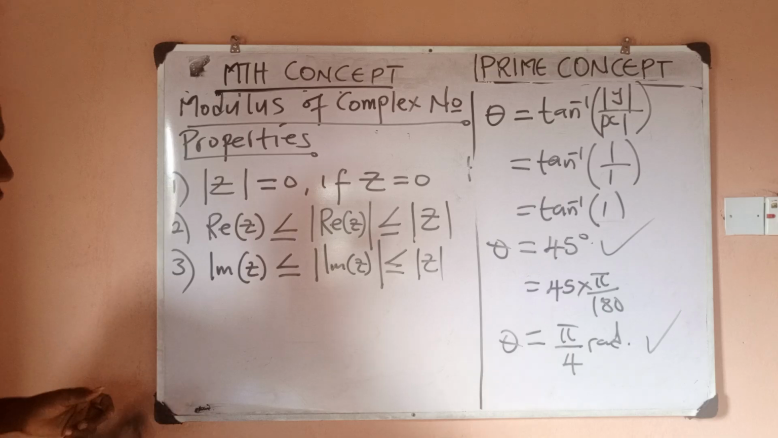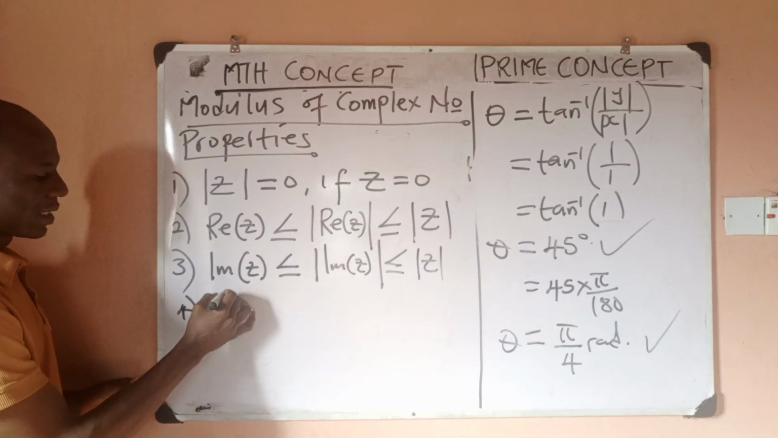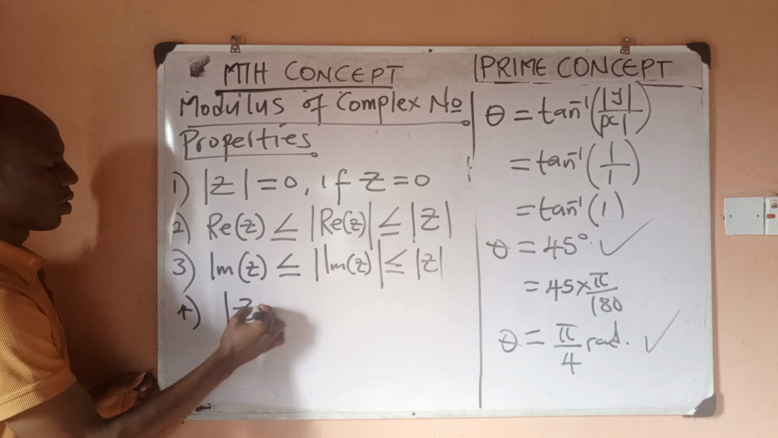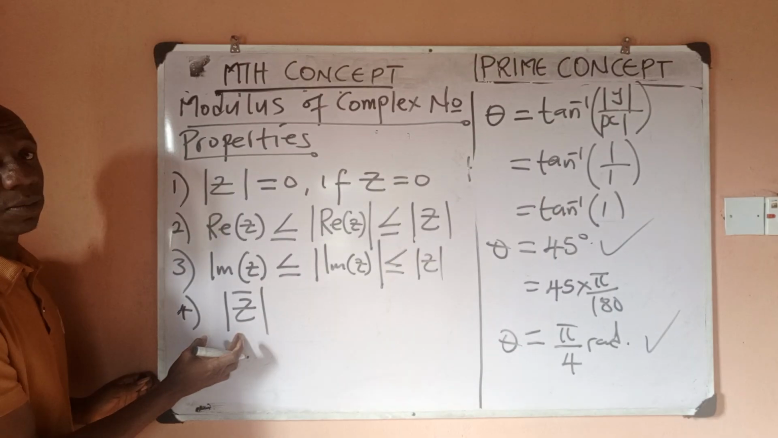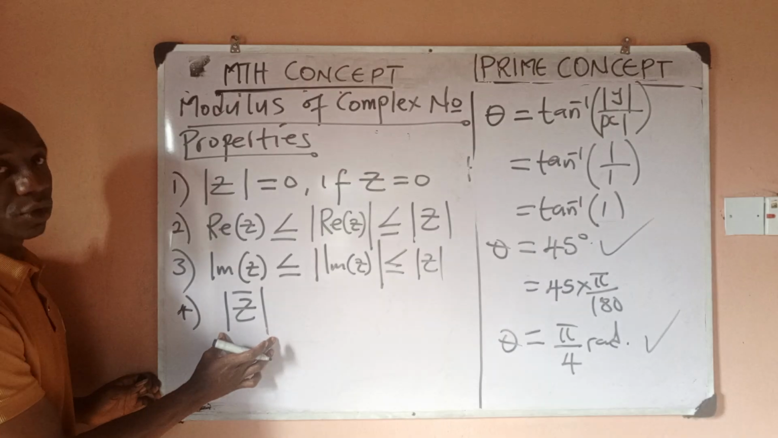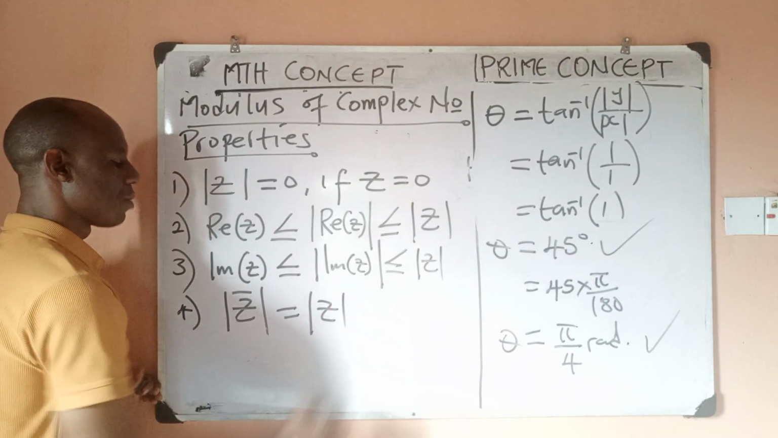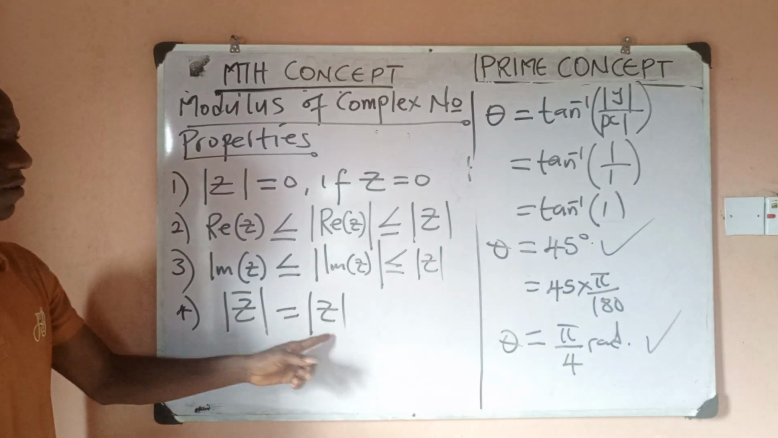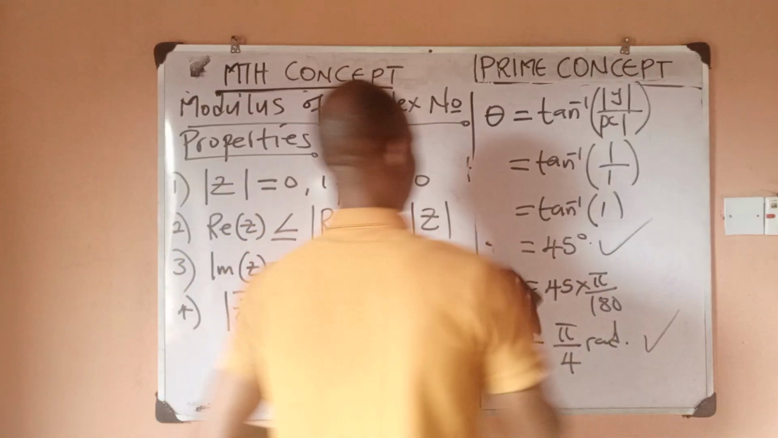Then another thing I want you to note, number 4, is the modulus of the conjugate of a complex number. If you take the conjugate of a complex number and find the modulus, it will always give the same result as the modulus of the complex number itself. Now, this should be very clear.